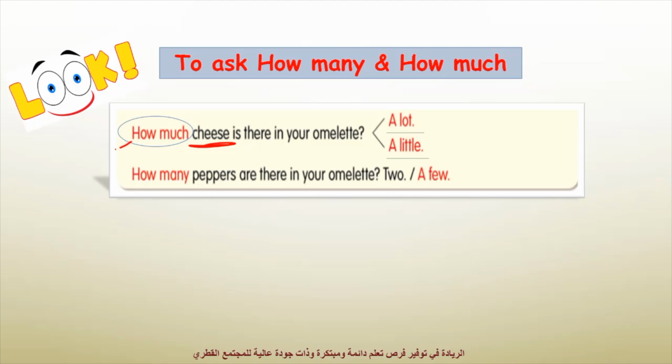I want you to know that with how much we use the uncountable nouns because I'm going to ask about the quantity. With how many, I should use the countable noun because I'm going to ask about the number. Like peppers. How many peppers are there in your omelette? And the peppers, it's a countable noun. I can answer with a number or a few.